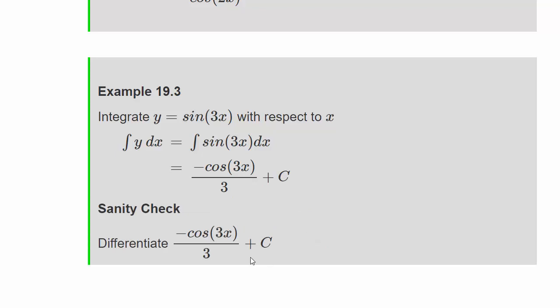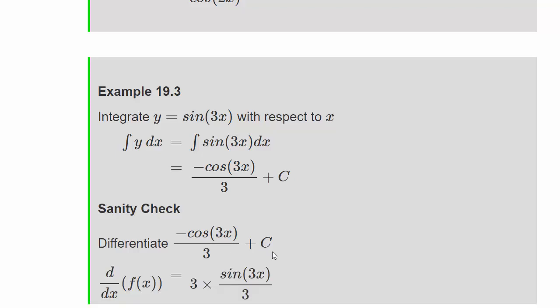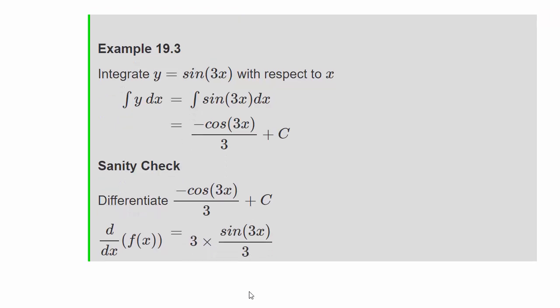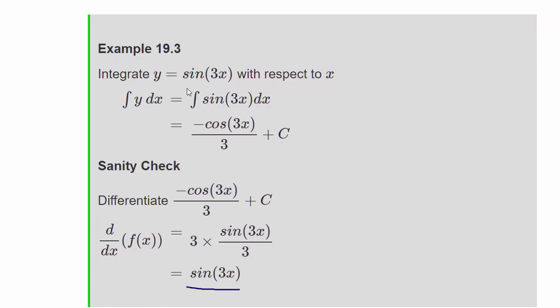So we'll do our sanity check. We're going to differentiate this expression. If we differentiate cos we get minus sine, so if we differentiate minus cos we're going to get sine, and then by the chain rule we're going to multiply by 3. So we've got 3 times 1 over 3, so they will cancel, which means that our answer is sine 3x. Our sanity check is sine 3x, and the original expression was sine 3x, so we can be confident that we are correct.